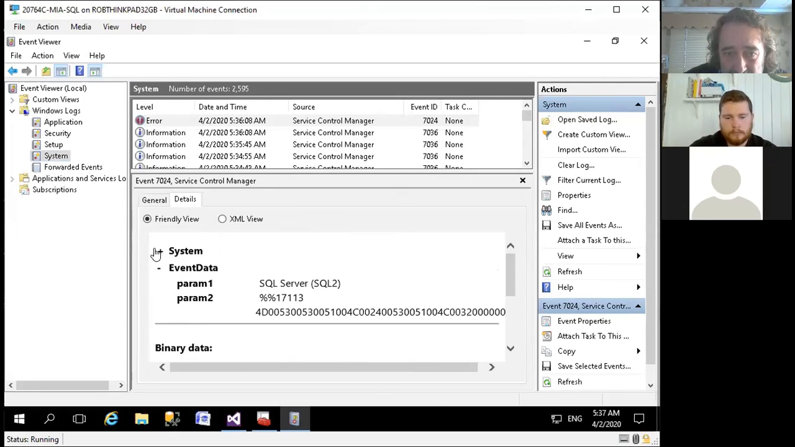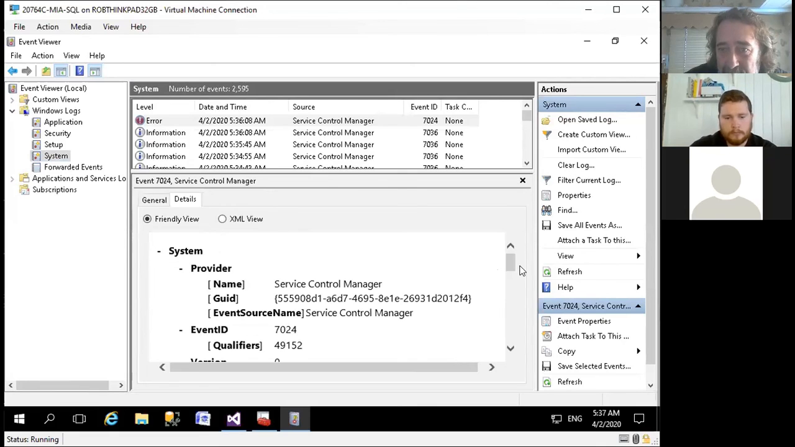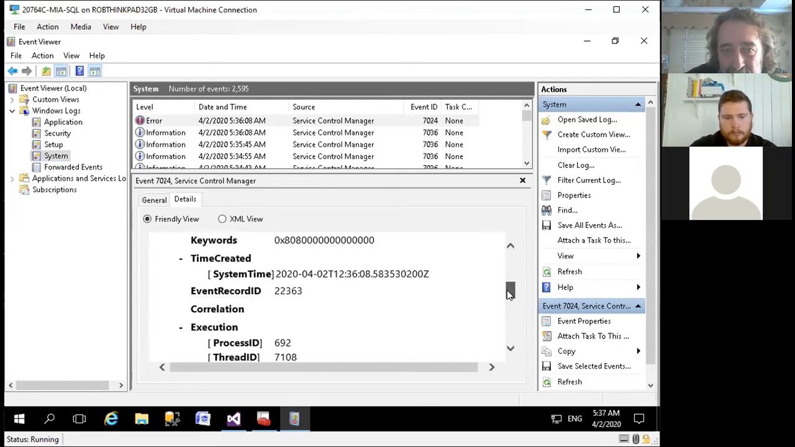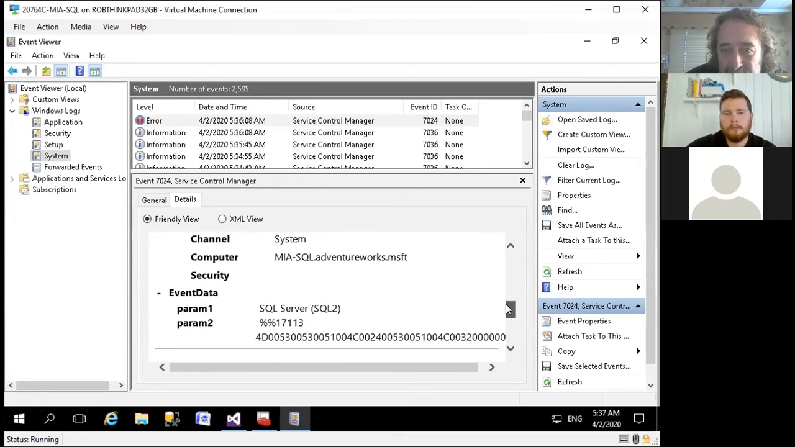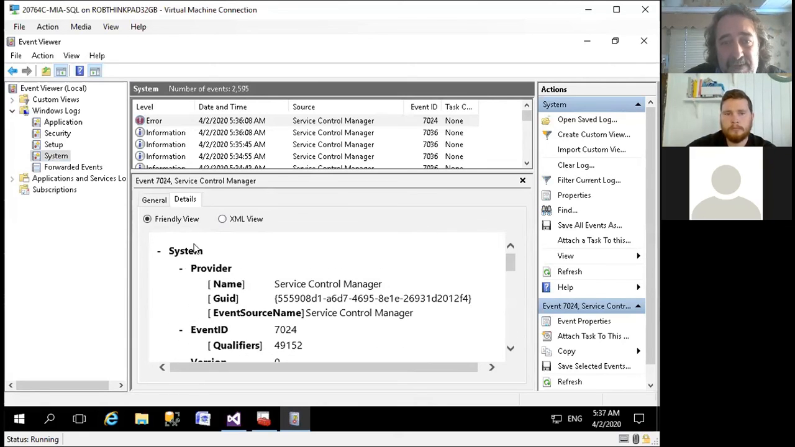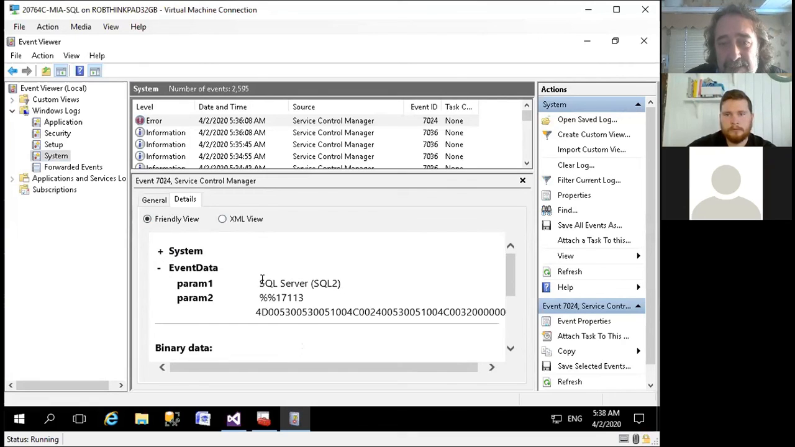So it didn't give us a lot. How about in System here? Service Control Manager, event ID, task level, system time, Adventure Works, parameter. So it didn't give us much, but this will help us dig in, and we're going to see if we can find that data inside of our SQL Server log, as opposed to just in the Event Viewer.